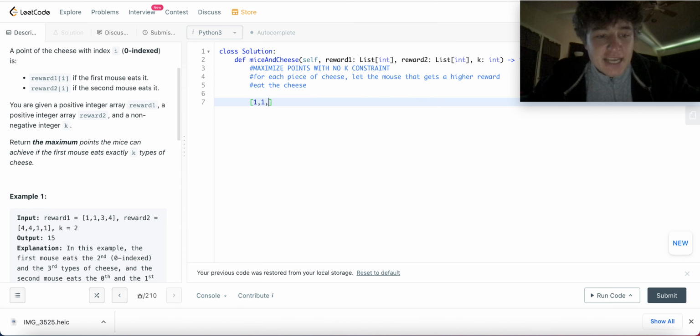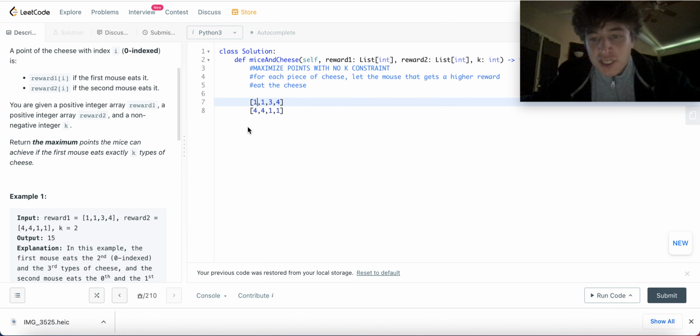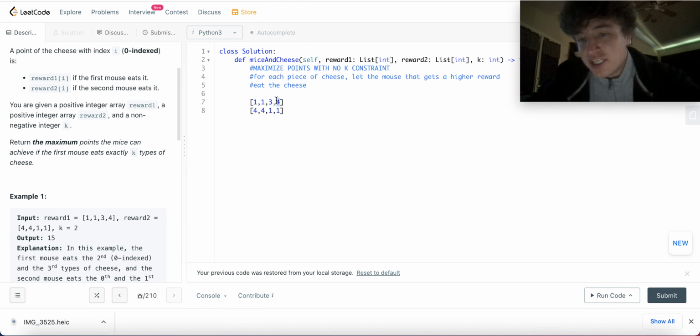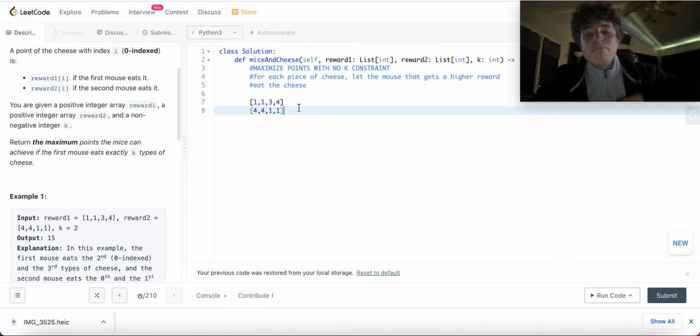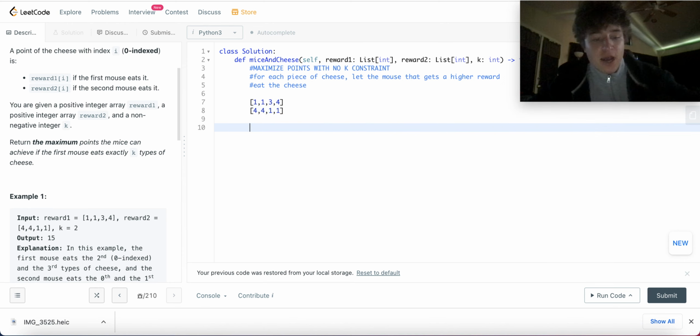So if you had cheeses like the example, you would just say, well, someone's got to eat this first piece of cheese. I'll get 4 points if I let mouse 2 eat this cheese. I'll only get 1 point if I let mouse 1 eat this cheese. So I should let mouse 2 eat this cheese, and that's going to give me a greater score. And I should let mouse 1 eat this piece of cheese because it's going to get a score of 4, right? So when I go through this list, what I basically say is, who's going to give me the maximum amount of reward when eating this cheese, right? So in this problem, you would get 4 + 4 + 3 + 4, if you just looked at them side by side.